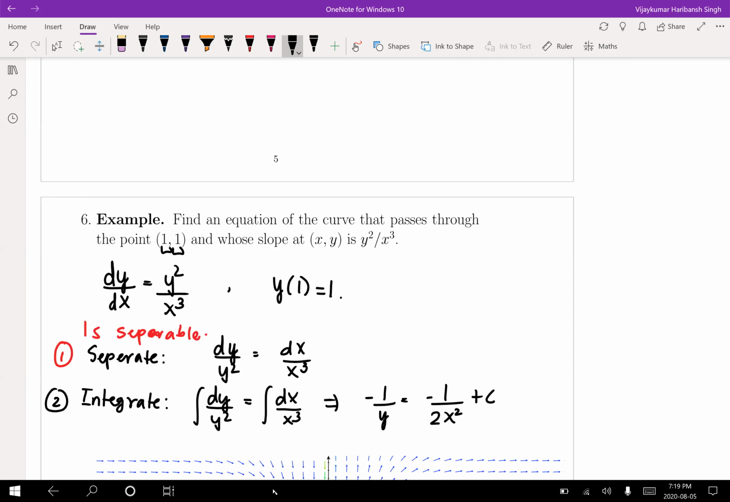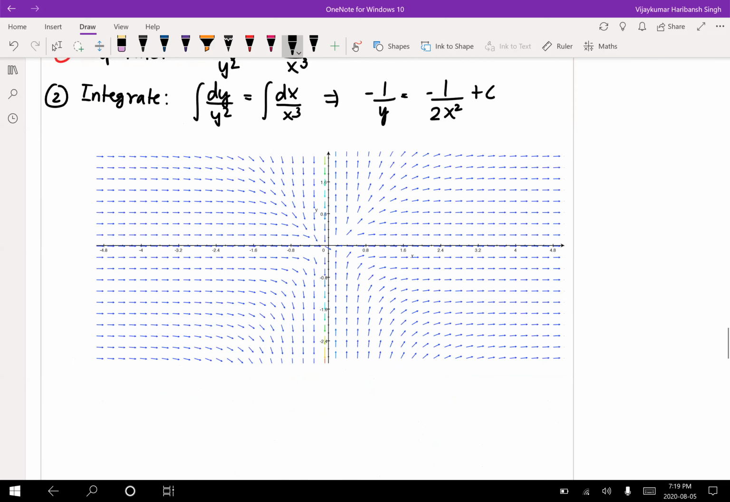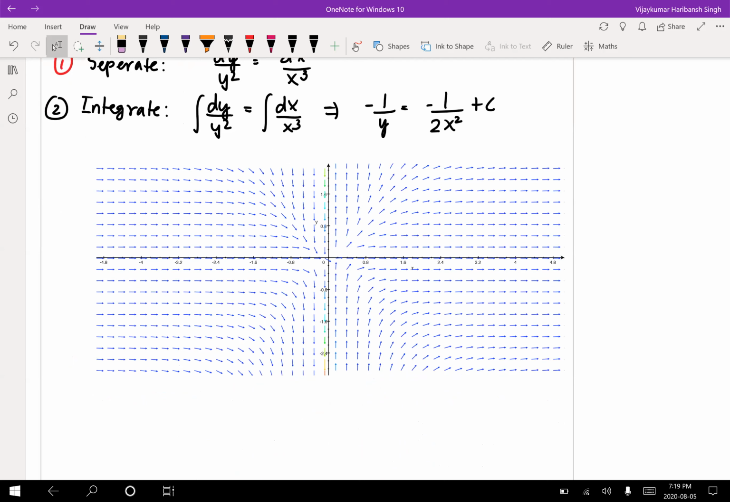Now we can use the initial condition. For that, we'll find c. So to find c, we have minus 1 by y. First of all, I can get rid of the minus sign. Let me write this as c bar, and multiplying by the minus sign, I get 1 by y equals 1 by 2x squared plus c.